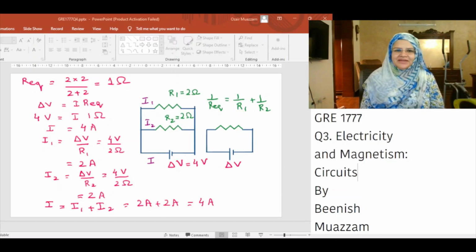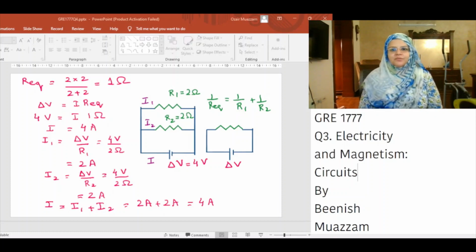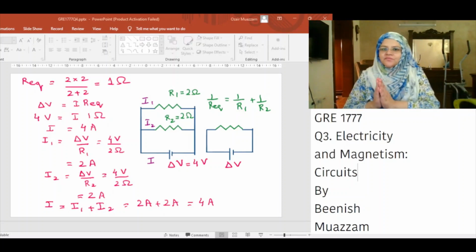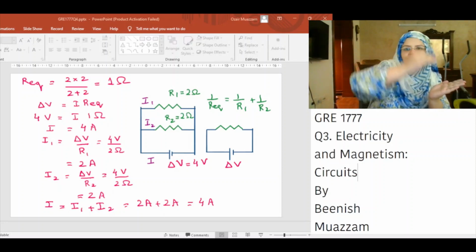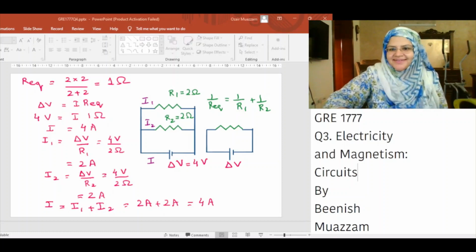I2 is equal to delta V over R2. This is equal to 4 volt divided by 2 ohm, giving us the current in resistor 2 to be equal to 2 ampere. I is equal to I1 plus I2, which is 2 ampere plus 2 ampere, giving the total current of 4 ampere. This means the 4 ampere current splits into I1 and I2, equal to 2 ampere each across each 2 ohm resistor.